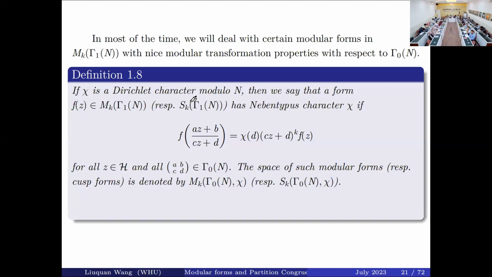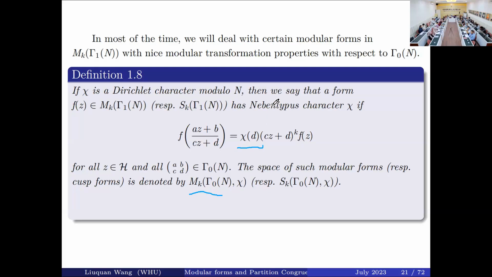If χ is a Dirichlet character modulo N, then we say that a form f(z) in M_k(Γ1(N)) has Nebentypus character χ if f(z) satisfies this kind of functional equation. Comparing with the original definition, the only difference is that here we have another factor χ(d). Yeah, this is the only difference. And the space of such modular forms is denoted by M_k(Γ0(N), χ).